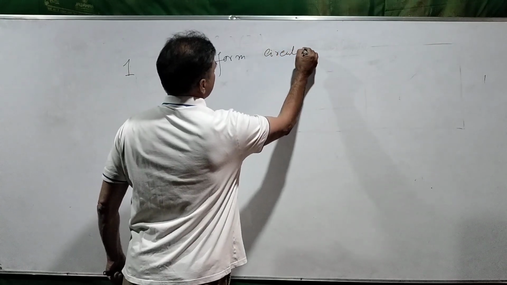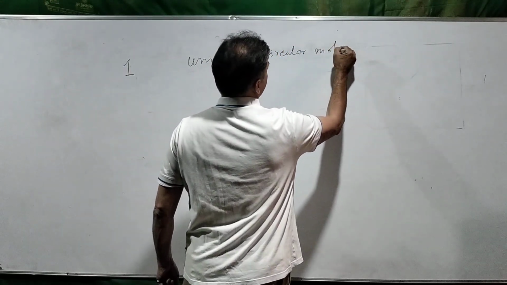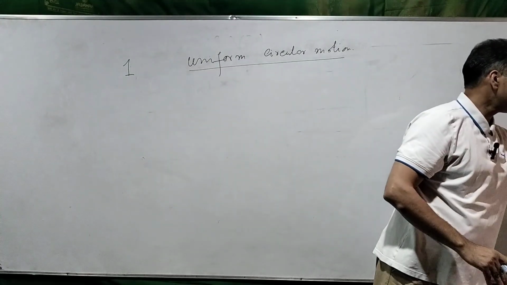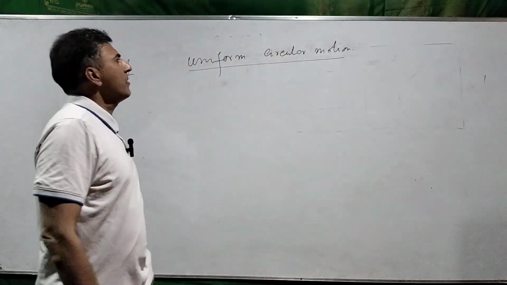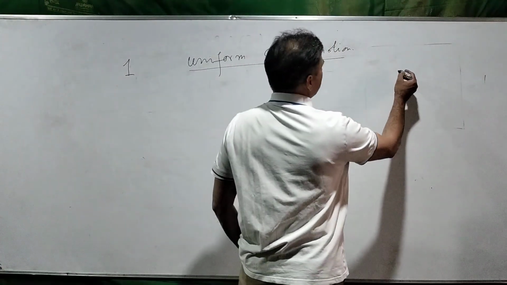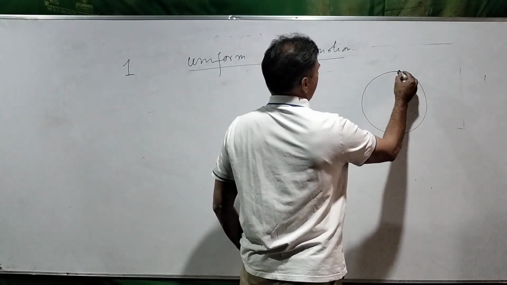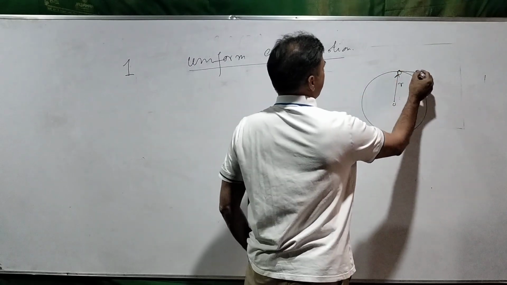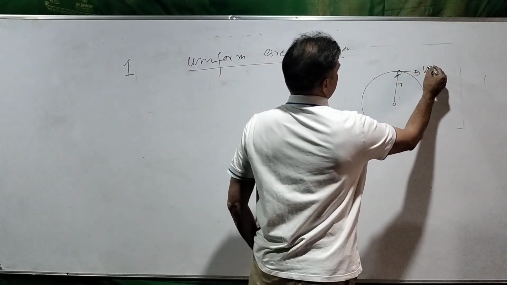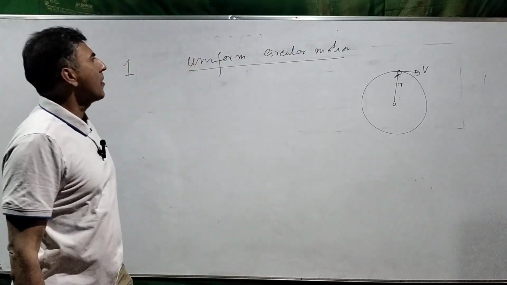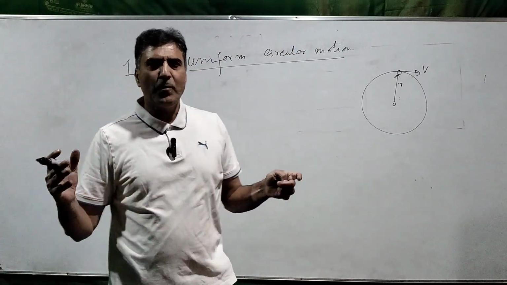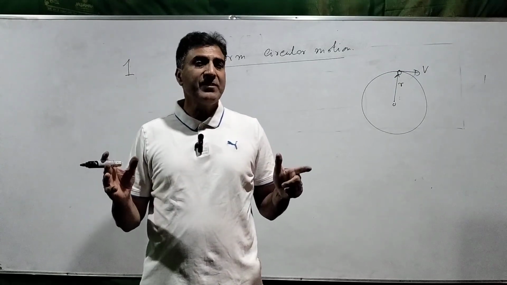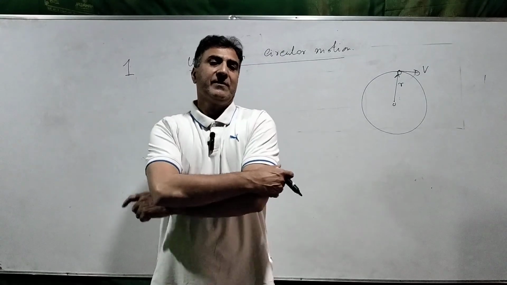Uniform circular motion. What is uniform circular motion? You see a particle here moving in a circle with center and radius r. The circle has a radius r and the particle has speed v. So how to define uniform circular motion? The definition is that a particle moves in a circle of constant radius and constant speed.